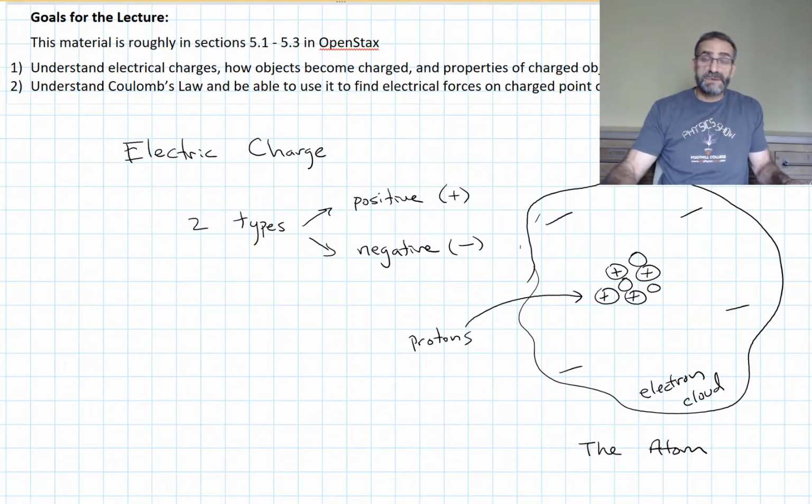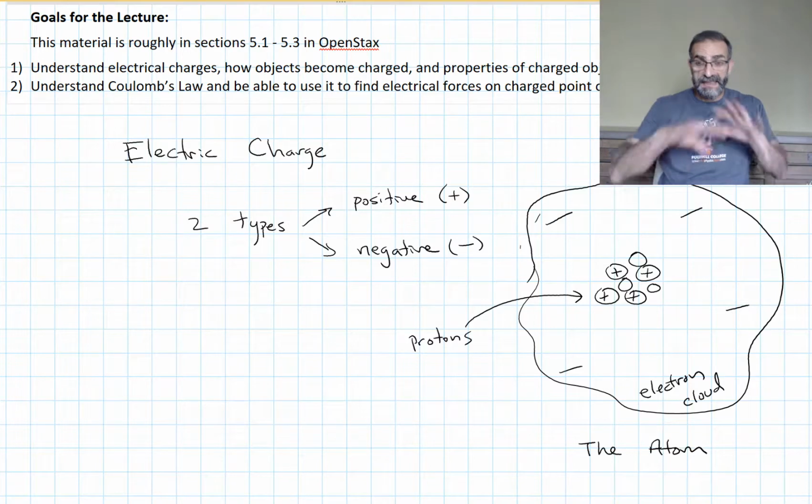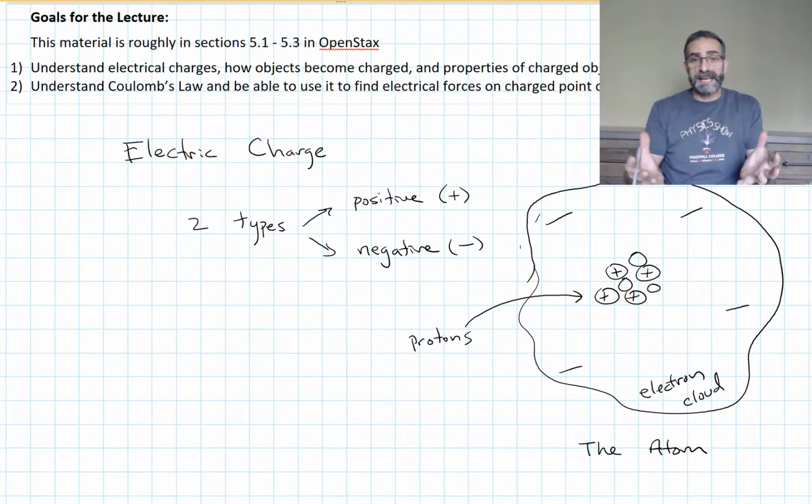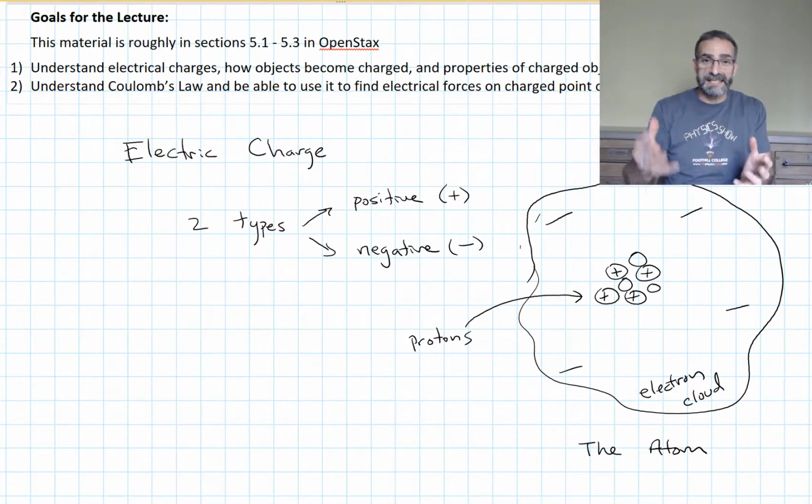So we know we have two types of electric charge, positive and negative, and it's within the atom itself. The core, the nucleus of the atom, has the positive charges, the protons, and the electron cloud around the outside of the atom has the negatives. The electrons carry the negative charge.